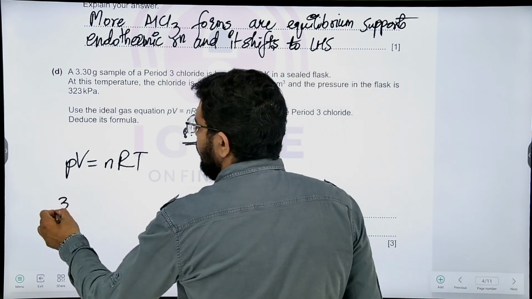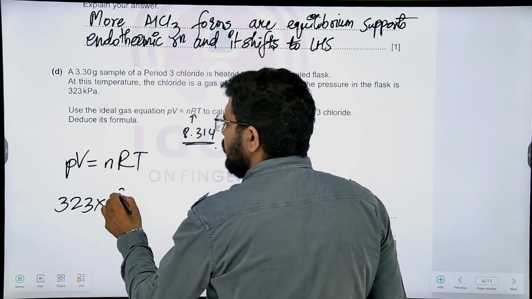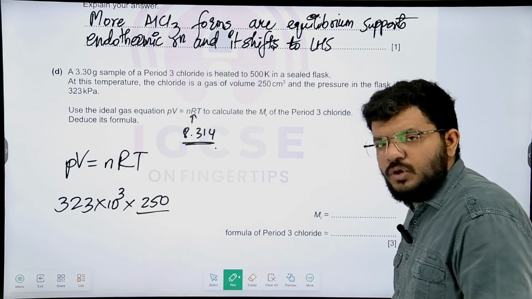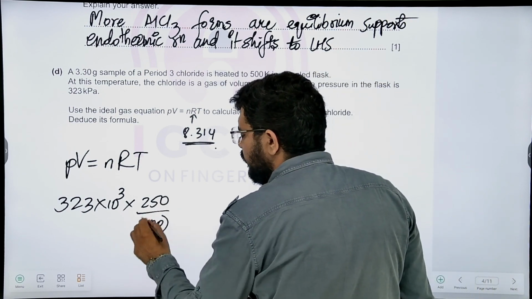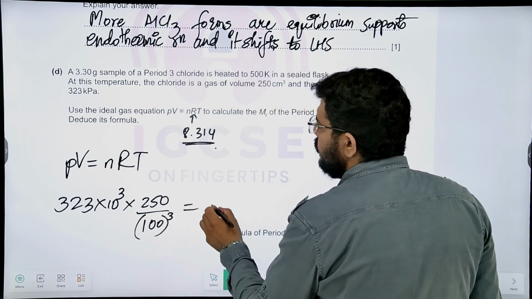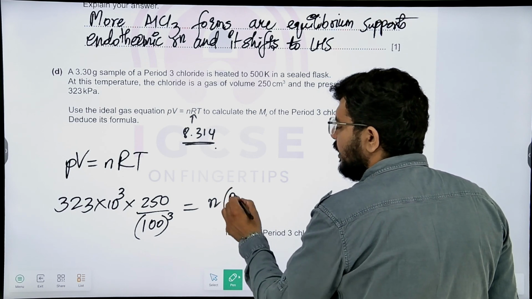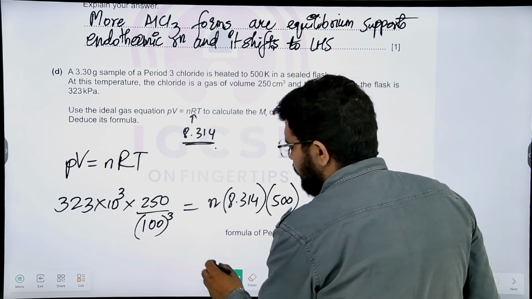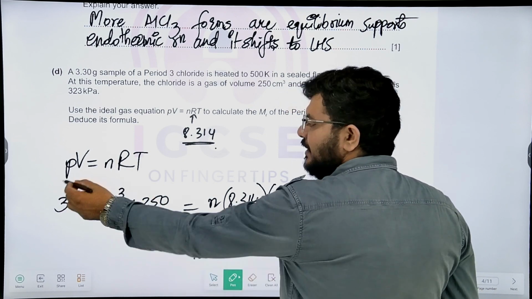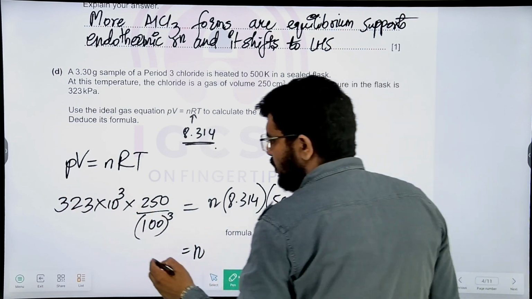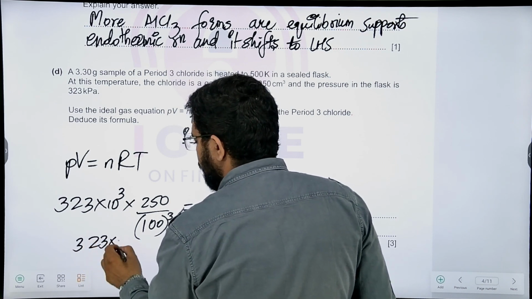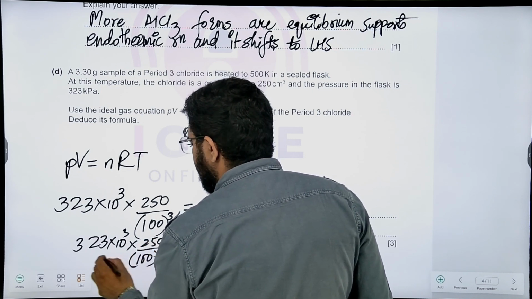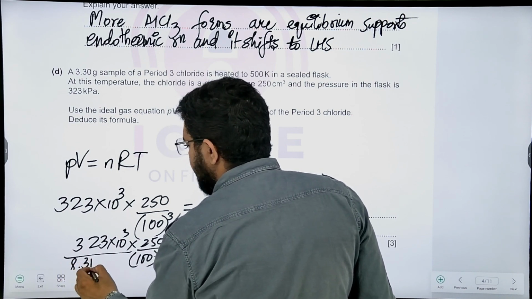So let's first input all the values, kilopascal, so 10 to the power 3, into volume. The volume is 250 centimeter cube. We have to change this to meter cube. So 100 centimeter is equal to 1 meter and cube that, should be equal to number of moles which we are trying to find, into 8.314, which is the value of R, and 500 Kelvin, which is the given temperature, right? Always do this. First write the formula, then the values, and then make your required value the subject of the formula.